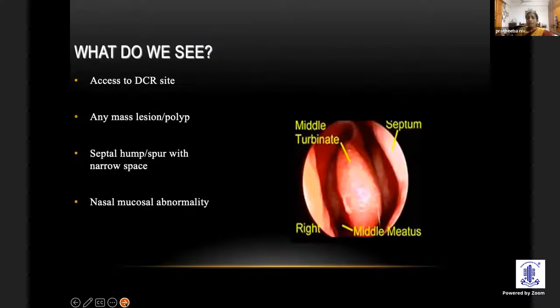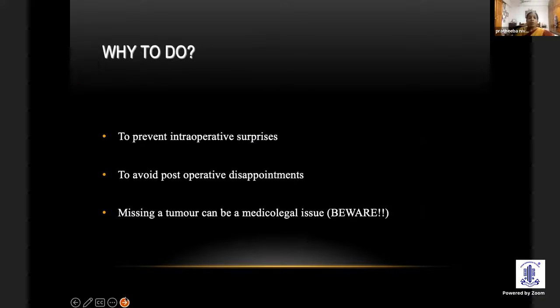So what do I see? I look at the DCR site. So this is the middle turbinate. This is the root of the middle turbinate. I look for the space here, which is available. I look for any mass or any polyp. I look at the septum. I look for any septal hump or spur. And I look for nasal mucosal abnormality. So why do this? To prevent intraoperative surprises and to avoid postoperative disappointments, and missing a tumor can be a medicolegal issue as well.